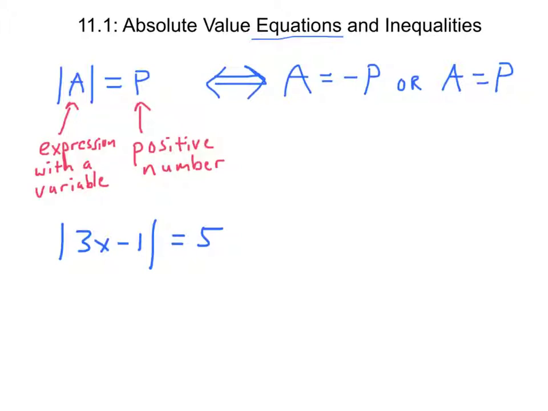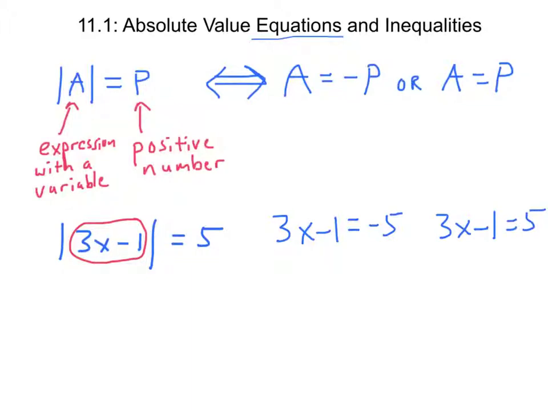So in other words, we want to break this up into two separate equations. And we take the expression that's inside the absolute value symbols, 3x minus 1, and we'll set that equal to negative P, so negative 5. And then we'll take it again and set it equal to 5. That gives us two separate equations.